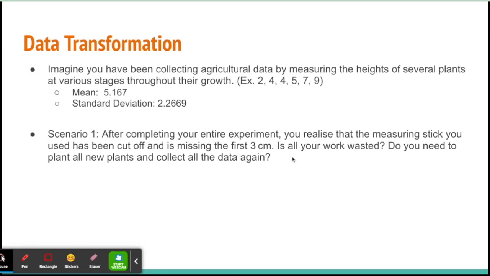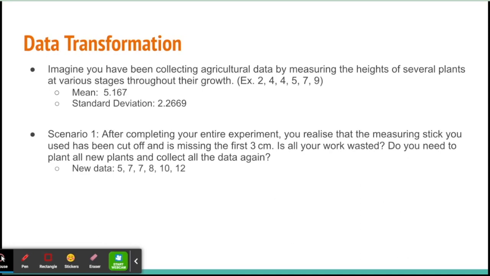So we have to think about this. How does adding 3 to all of our data points affect our mean and our standard deviation? And I encourage you right now to just pause the video and think about this. If you add 3 to all of your numbers, your new list is going to be 5, 7, 7, 8, 10, and 12. How does that change the mean and standard deviation?